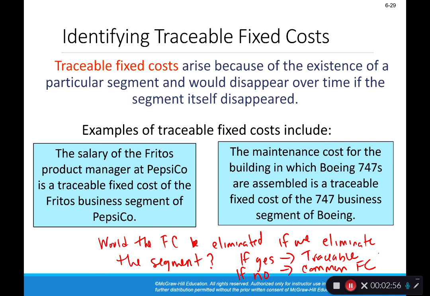So here's some examples of traceable fixed costs. The salary of the Fritos product manager at Pepsi is traceable to the Fritos business segment, because if we get rid of the Fritos business segment, we're going to get rid of the Fritos manager. Likewise, the maintenance cost for the building in which Boeing 747s are assembled is traceable to the fixed costs of the 747 business segment of Boeing.